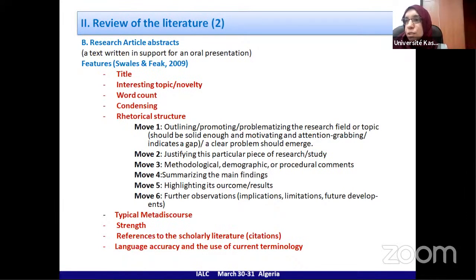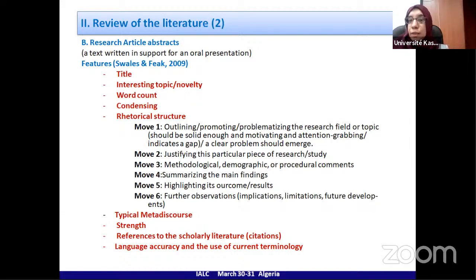Now, what are the features of this genre? According to Swales and Feak, 2009, there are certain features. Here they are listed. The first one is the title. Then the interestingness of the topic and its novelty, the word count, condensing. Here an abstract should be condensed, and the writer should have some skill in prose writing, and most importantly, the rhetorical structure.